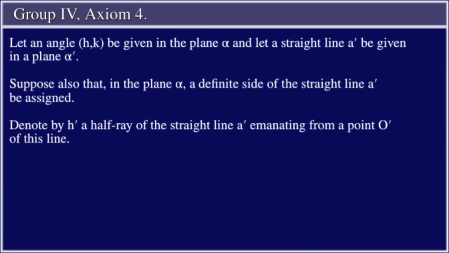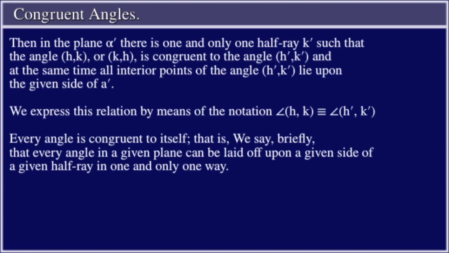4,4. Let the angle (h, k) be given in the plane alpha, and let the straight line a' be given in a plane alpha prime. Suppose also, in the plane alpha prime, a definite side of the straight line a' be assigned. Denote by h' a half-ray of this straight line a' emanating from a point O' of this line. Then in the plane alpha prime there is one and only one half-ray k', such that the angle (h, k) or (k, h) is congruent to the angle (h', k'), and at the same time all interior points of the angle (h', k') lie upon the given side of a'.